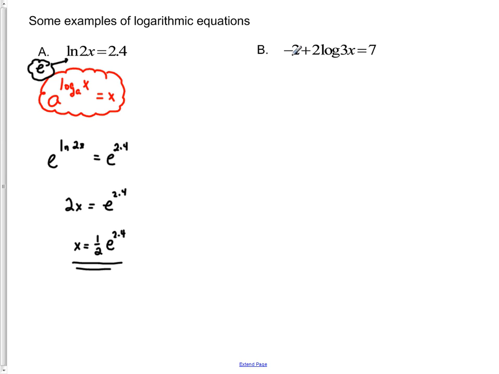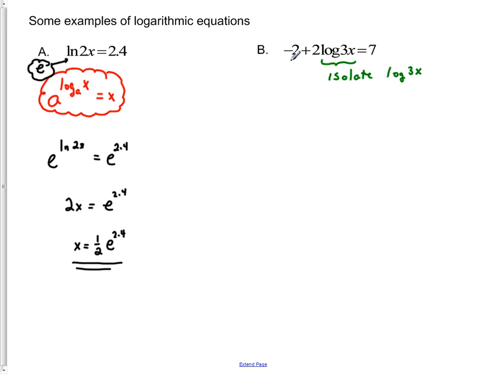All right, let's take a look at negative 2 plus 2 log of 3x equals 7. Now, there's a little bit more to this one. Because we have a lot of different terms attached to this logarithm, before we deal with anything, we need to somehow isolate the logarithm. So in order to take advantage of our rule over here on the left, we need to isolate the logarithm of 3x.